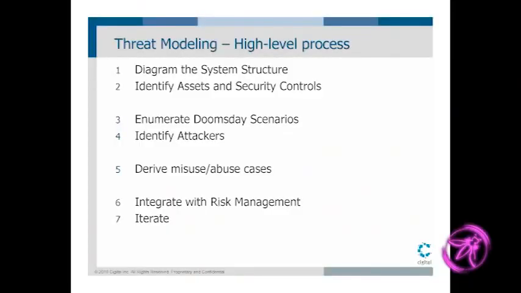So there is a process. We talked about diagramming the system structure. That's the first part: identify the assets and controls. Here's the juxtaposition: enumerate doomsday scenarios and identify attackers. This little space is to juxtapose the two. From that, a set of misuse cases and abuse cases will fall out. Then there's iterate, probably up here, because you're going to iterate on steps 3 and 4 mostly.